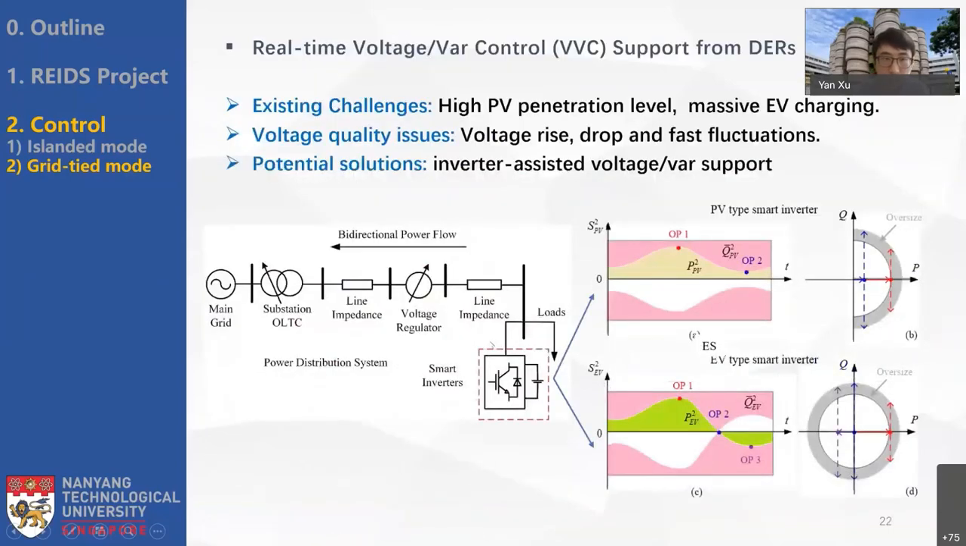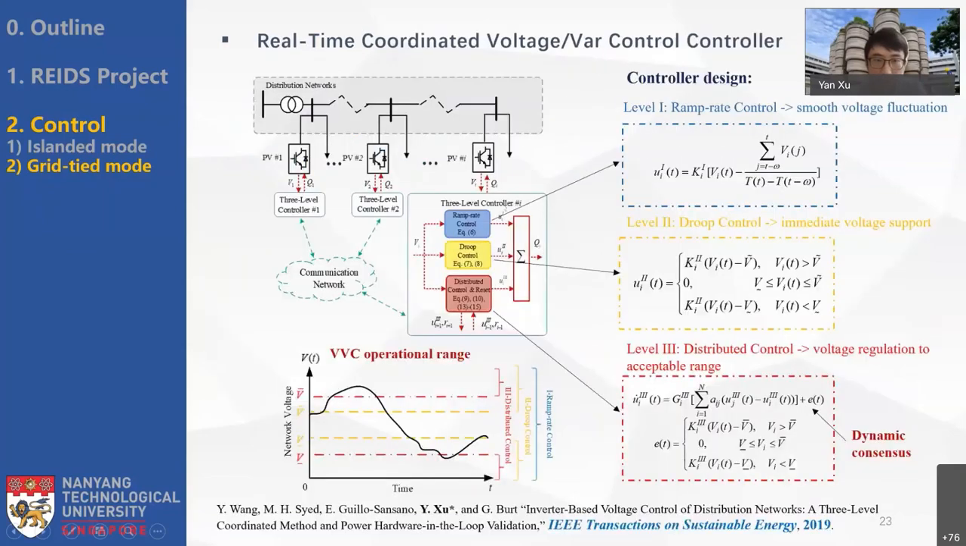Another part of support from the DERs is the voltage support to the main grid. As Jonathan also mentioned, actually the inverters can provide the reactive power support to the grid, such as during the fault scenario. While in the steady-state operation, they can also provide this reactive power support to regulate the bus voltage in the microgrid.